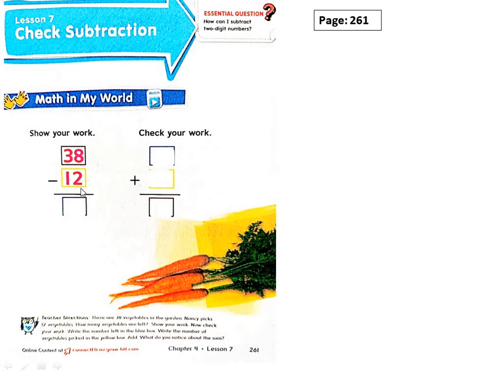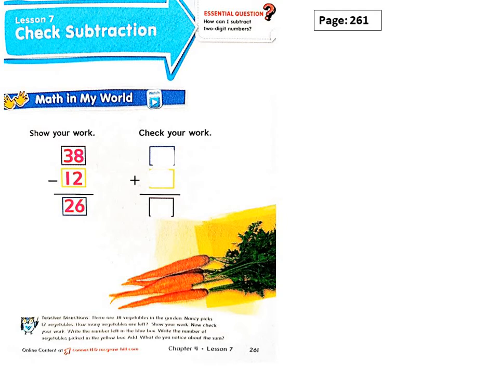Of course, we have to start subtracting with ones. So 8 minus 2 equals 6. Do you have to regroup, grade 2? Of course, no, because we have enough ones. So 8 minus 2 equals 6, and 3 minus 1 equals 2. So the difference is 26. Great job, grade 2. So there are 26 vegetables left in the garden.